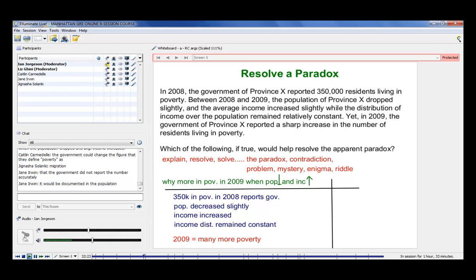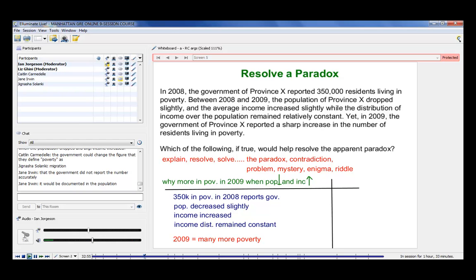Right, we would know something about the population increasing if it had to do with migration. And they've told us that the population decreased slightly. So we don't want to pick an answer that goes against any of the facts stated. We have to accept that the government reported 350K in 2008, that the population in the intervening year decreased slightly, that income increased, that income distribution remained constant, but yet in 2009 there were many more people in poverty.